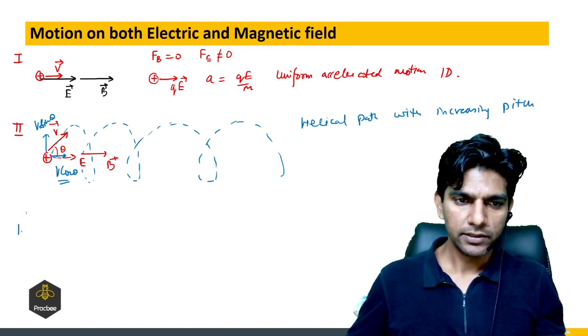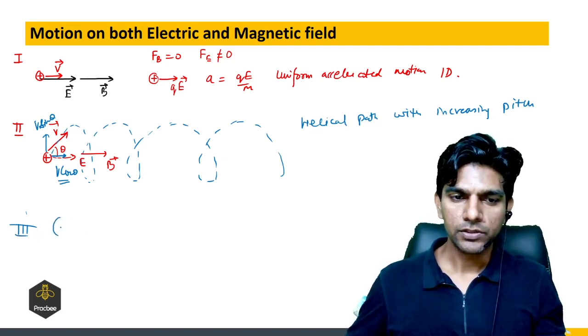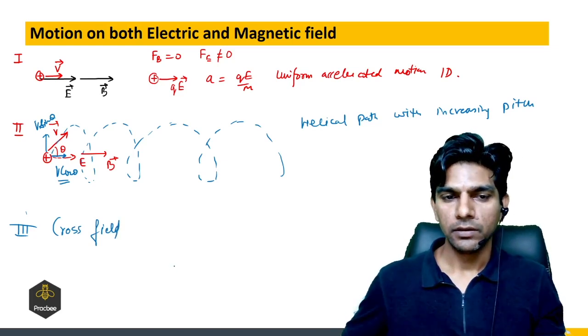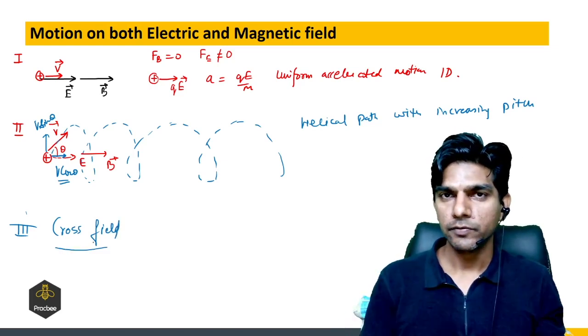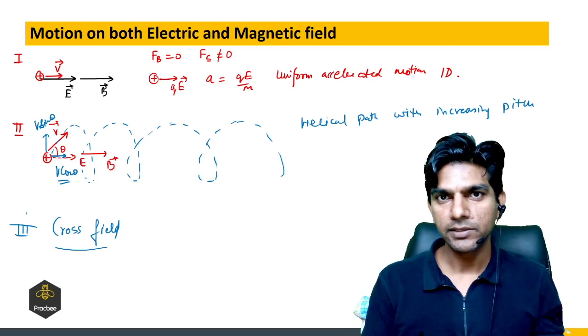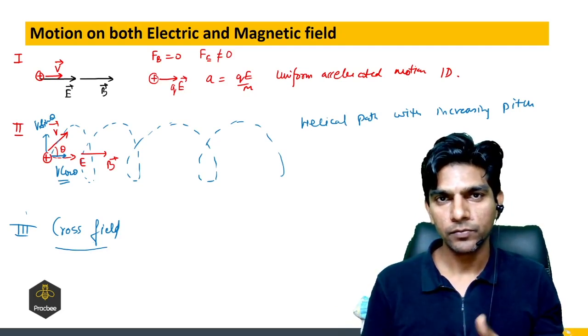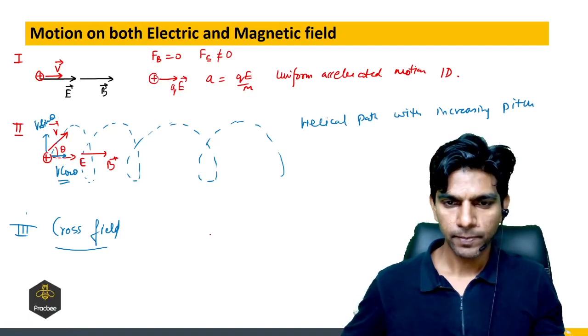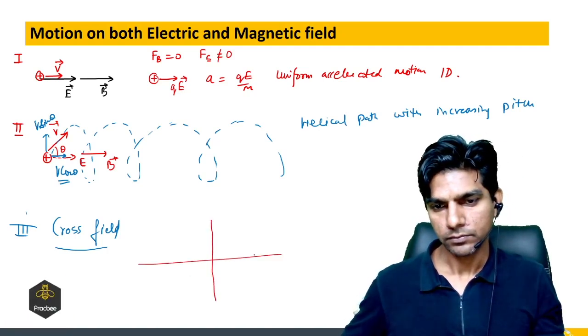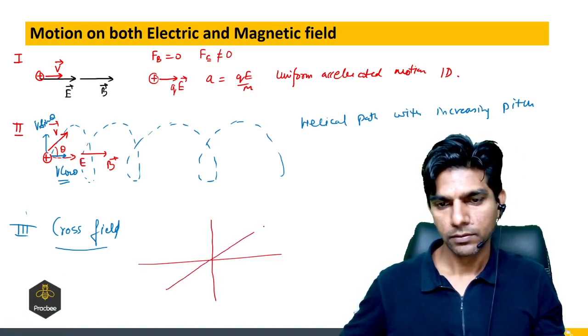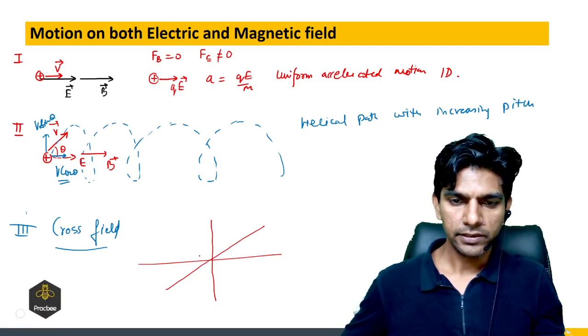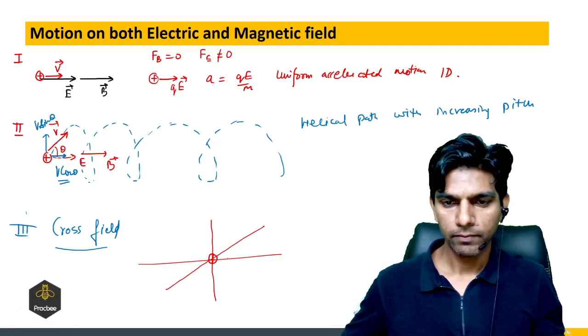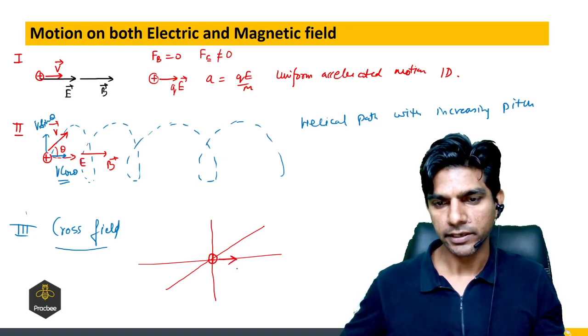Now let us see the third case in which we have crossed fields. So we're considering a case when the charged particle passes undeflected through the crossed fields. So let me show you the case. Let us say there is a positively charged particle and its velocity is in the right direction.